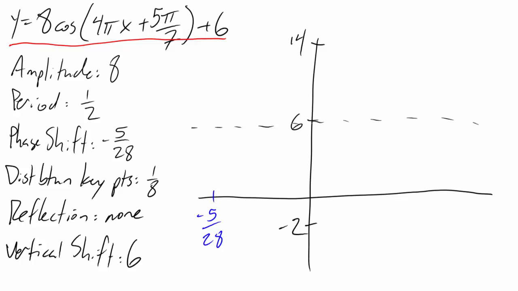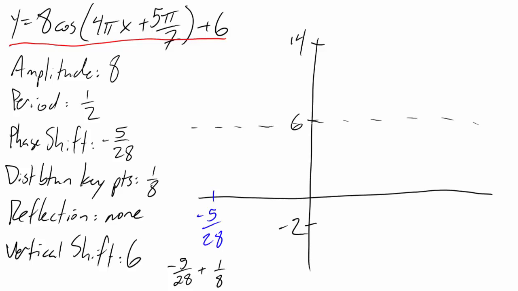Alright, now that we've got our phase shift, which is our starting point, taken care of, we're going to find the subsequent key points by taking -5 over 28 and adding our distance between key points to it. That was 1/8. Now 28 and 8, those aren't the same number, clearly, so in order to add these two fractions together, we're going to have to find a common denominator. And the closest, smallest number we can find for both of those is going to be, let's see, 56.